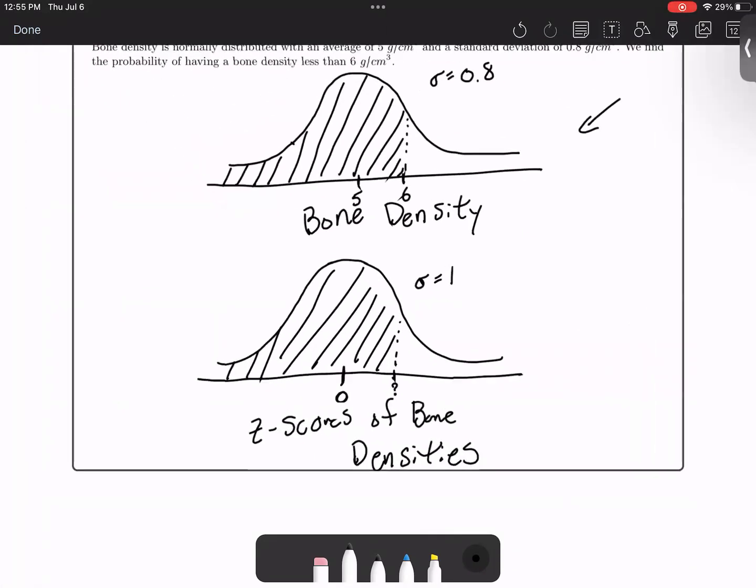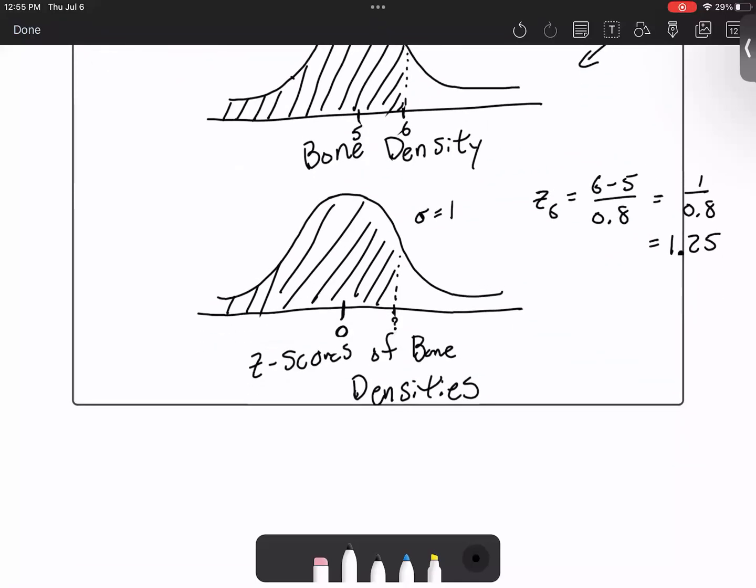So let's use our z-score equation. The z-score of the bone density of 6 is 6 minus the average over their standard deviation. So what is 1 divided by 0.8? We get 1.25. So this point right here that we're interested in is 1.25. Now I want to find the area to the left of the z-score 1.25.